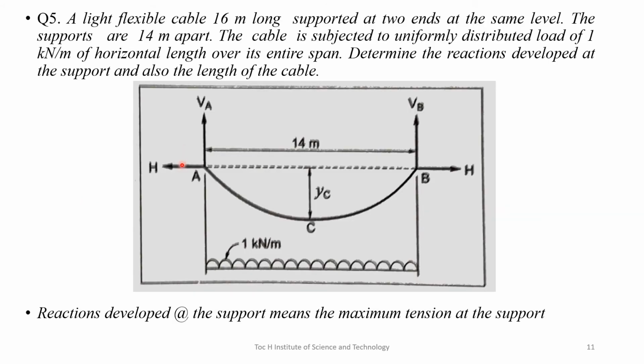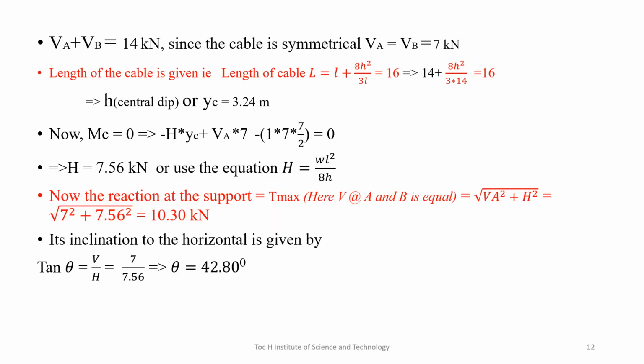Here you can see the minus H into YC plus VA into 7 minus 1 into 7 into 7 by 2 is equal to 0. From that you got H is equal to 7.56 kilonewton, or you can use the equation H is equal to WL square by 8H. So now the reaction Tmax is equal to square root of Va square plus H square, and that's equal to 10.3 kilonewton.